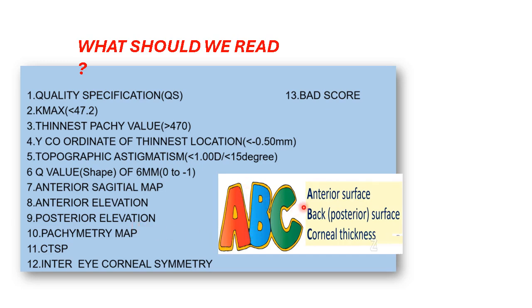Understand that topography ABC stands for anterior surface, posterior surface, and corneal thickness. So this is like the emergency ABCs that you will do when you find a patient at rescue. So even with topography, you need to have an ABC look at these maps before you give any diagnosis.